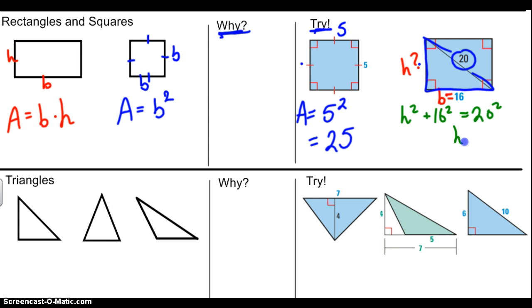Now that we know that the height equals 12, we can go ahead and find the area of this rectangle. Again, the area is base times height. The base is 16. The height is 12. And when you multiply those together, you get 192. Now, they don't tell us what kind of units we're using, centimeters, meters, whatever. So I'm just going to write units squared to cover my bases. Units squared. That's the units that should have.